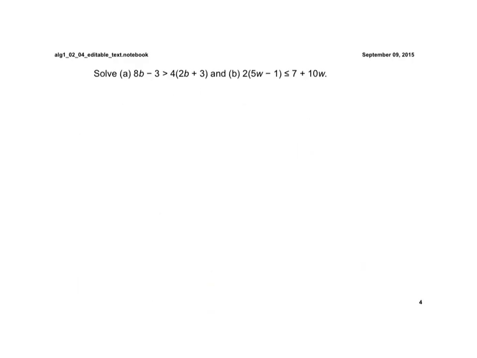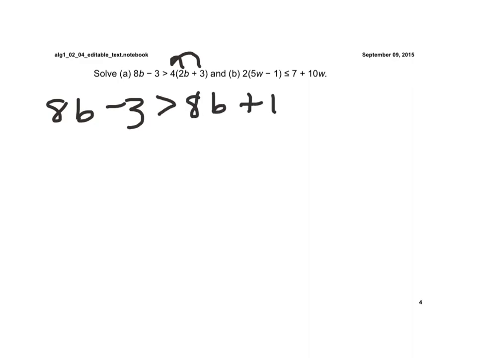All right, now we're going multi-step. First of all, letter A, we have 8b minus 3 is greater than 4 times quantity 2b plus 3. The first thing we have to do is distribute. So I have 8b minus 3 is greater than 8b plus 12.